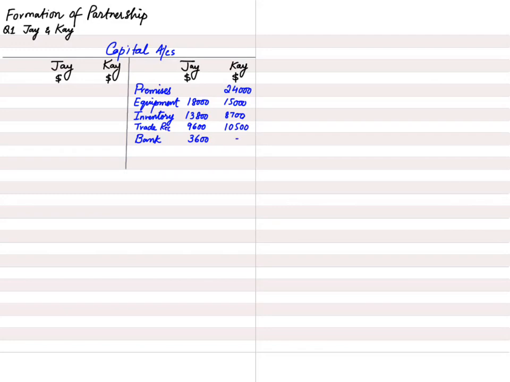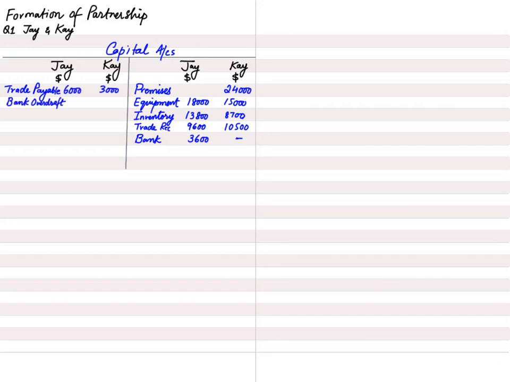Now, if the assets are increasing our capital, the liabilities would do the opposite thing. The liabilities will be decreasing our capital. Now, entry would be trade payables credit, because if the liability increases, it is always credited. Trade payables will be credited and the capital account would be debited. Now, we are reducing the capital of both of the partners.